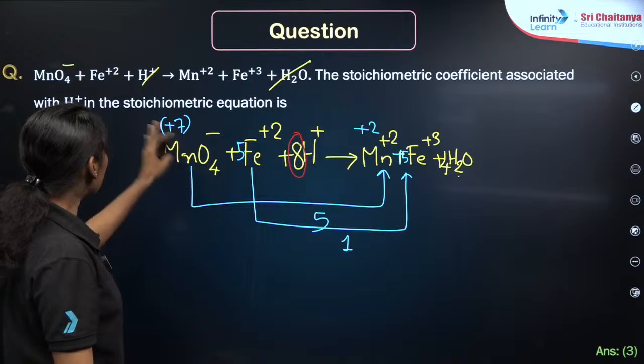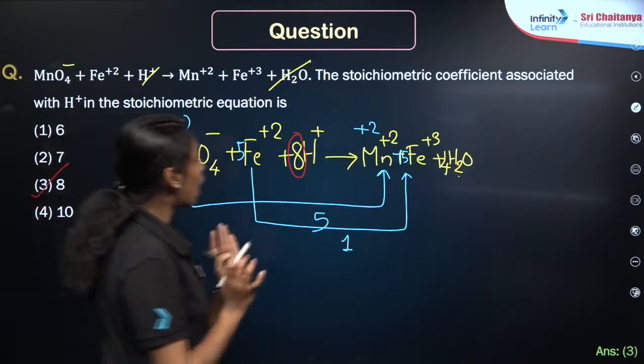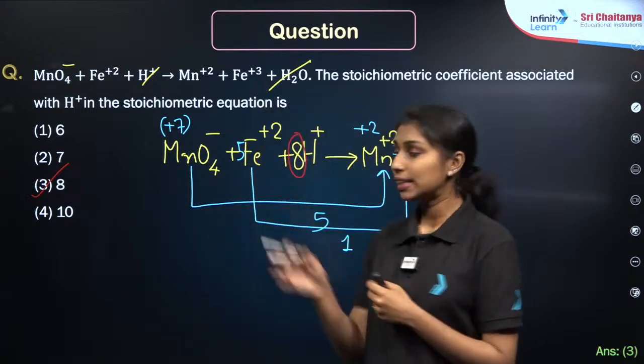Here this particular equation I am balancing with the oxidation number method. You can use the ion electron method or half reaction method also. You will get the same answer.